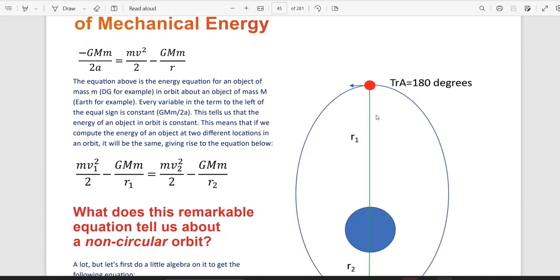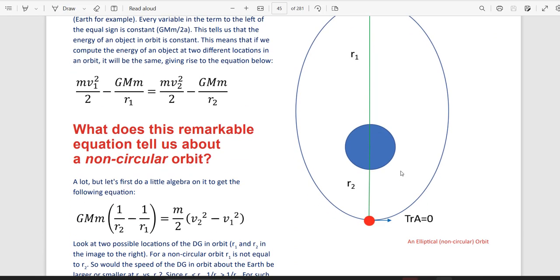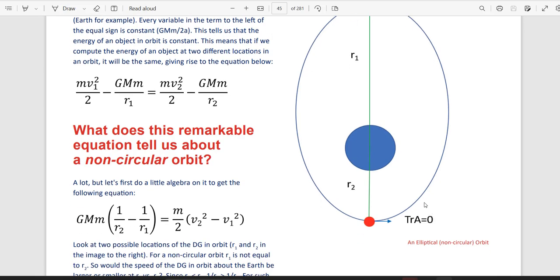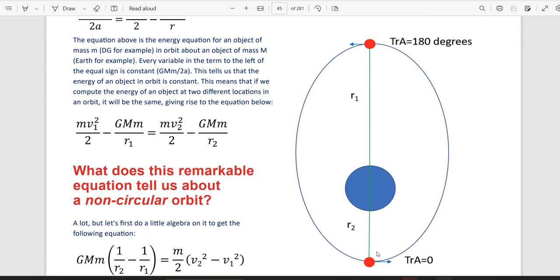Okay, so applying that same equation to an object in an elliptical orbit. Let's say the delta glider is here. This is the apoapsis point, at distance r1 from Earth, and at some other time, it's at the periapsis point, distance r2. So r1 is greater than r2. If that's true, then 1/r2 is going to be greater than 1/r1.